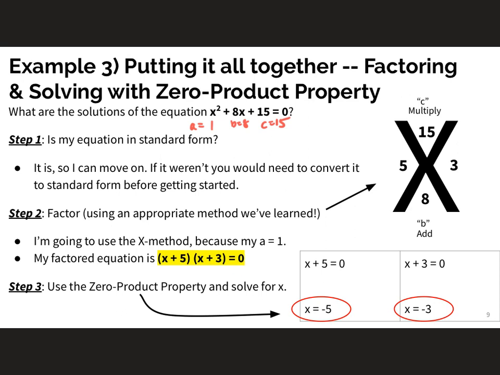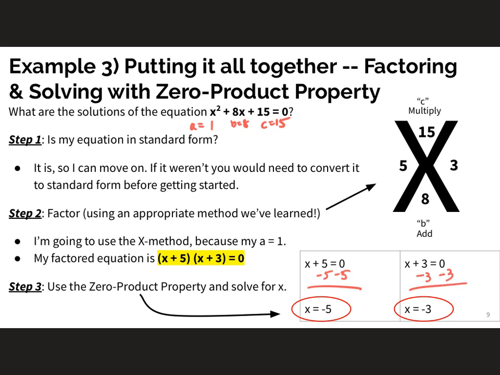What I can do now is use my zero product property, because I know that I have 2 factors multiplied together to equal 0. So I'm going to set my first factor, x plus 5, equal to 0, and solve for x by subtracting 5 on both sides to get x equals negative 5. And then on my right-hand side, I'm going to subtract 3 on both sides in order to solve for x to get x equals negative 3.